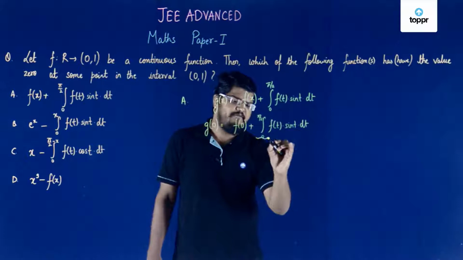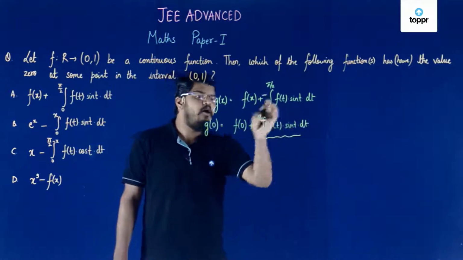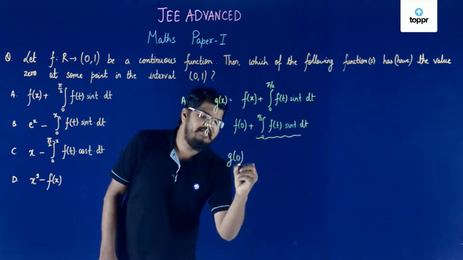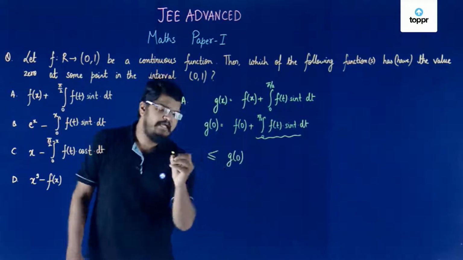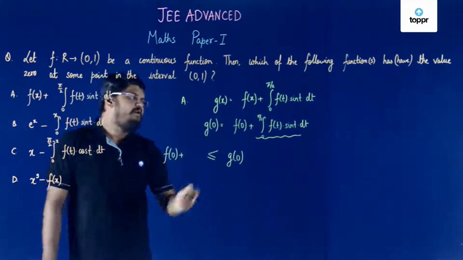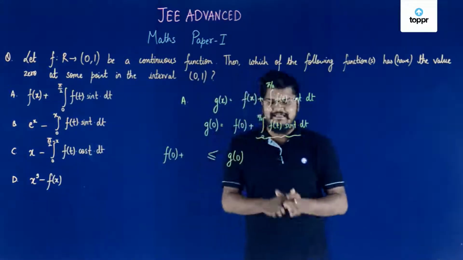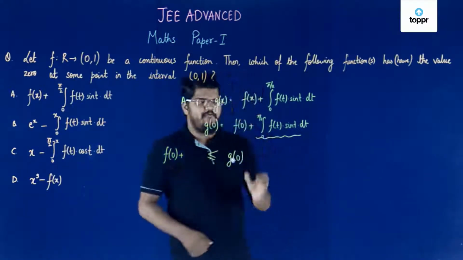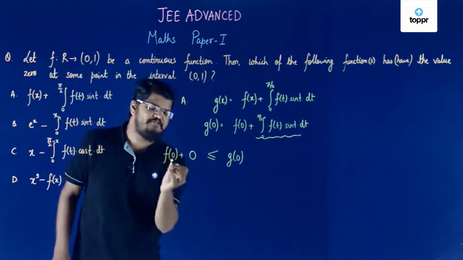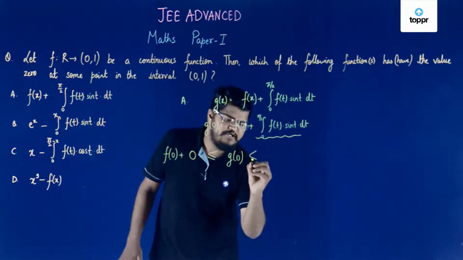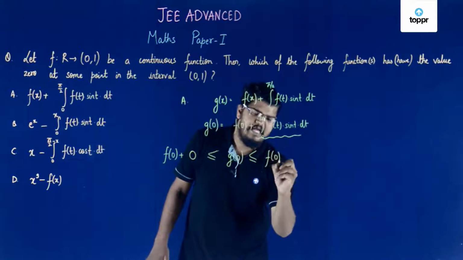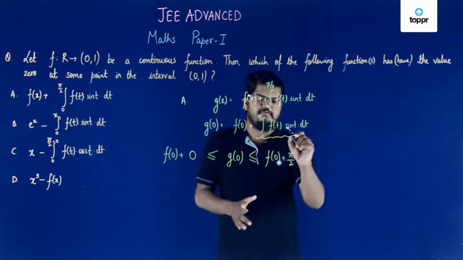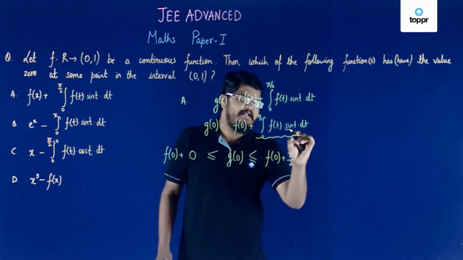We can say that this g of 0 in this particular case will be greater than or equal to f of 0 plus the minimum value of the integral of f of t sin t dt, which will be 0 when the value of t is 0 is substituted after integration. Now when we substitute this value, we get f of 0 plus 0, and then again we get f of 0 plus pi by 2, as pi by 2 can be the maximum value of this function.